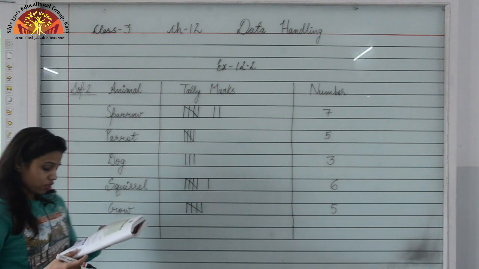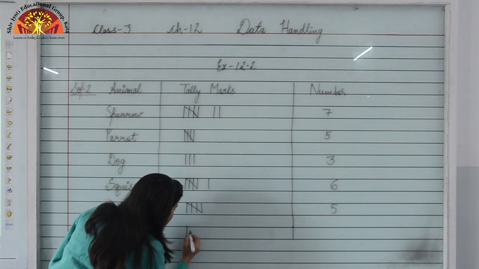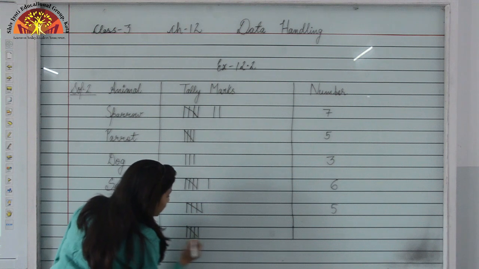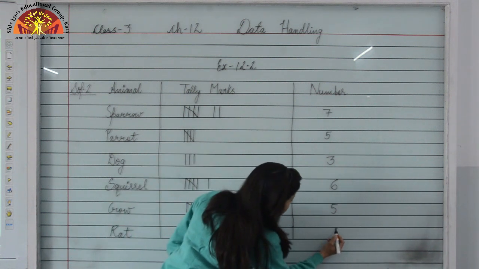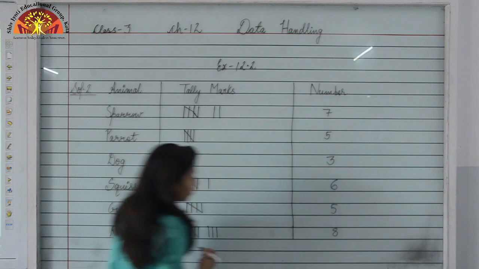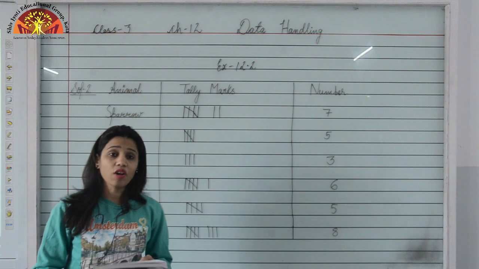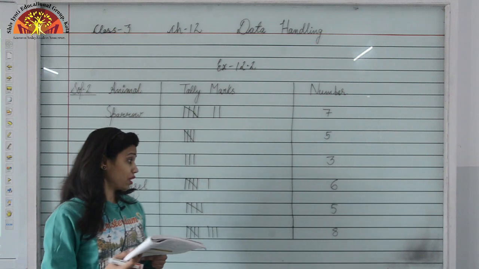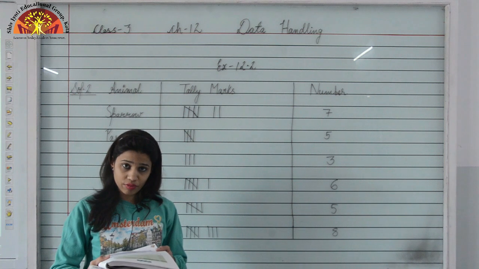Next, rat. Total 8 rats are there. So 1, 2, 3, 4 and for the 5th observation just cut it, 6, 7 and 8. So we will write 8 over here. So this is how you have to draw the telemarks. Now using this table or this information, we are going to answer the questions given over here.